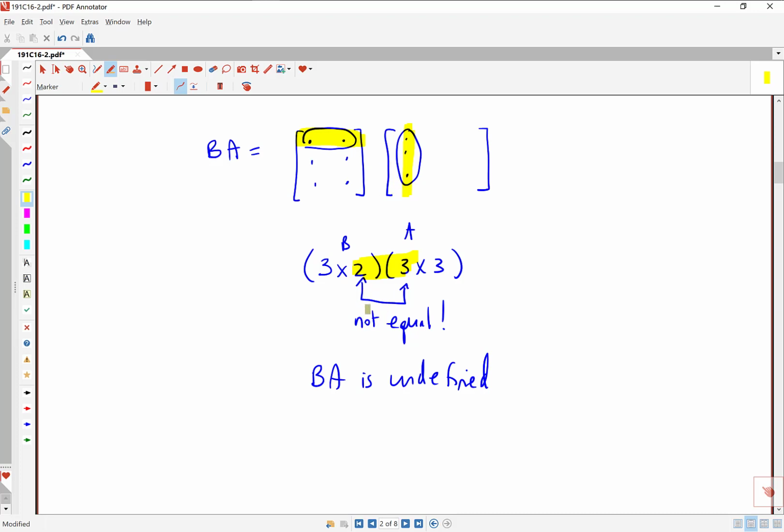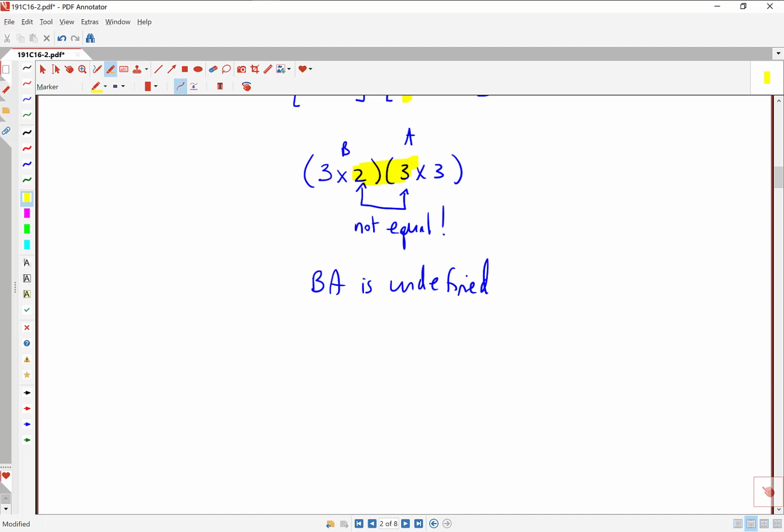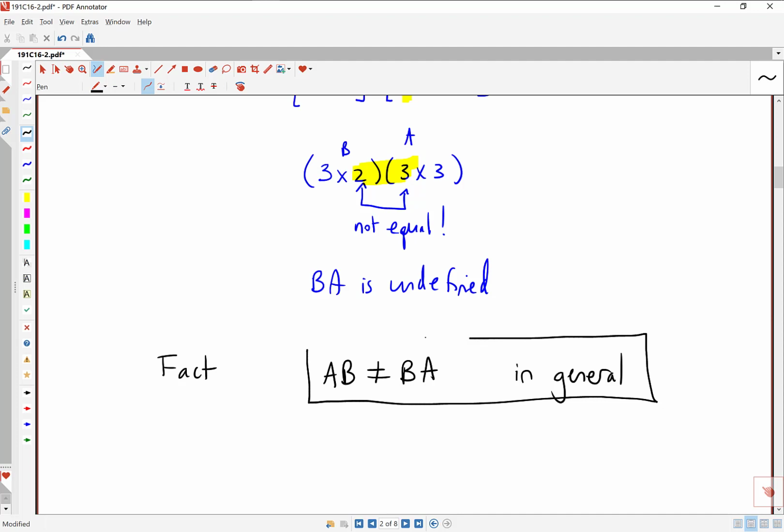So now we know that we need the inside numbers to be equal in order to multiply matrices together, and we know that the outside numbers are going to predict the size of the product. So AB came out to a 3 by 2 matrix, whereas BA doesn't exist at all. It's not defined. So a really important fact when it comes to matrices is that AB is typically not going to be the same thing as BA. So we'll say AB is not equal to BA in general.